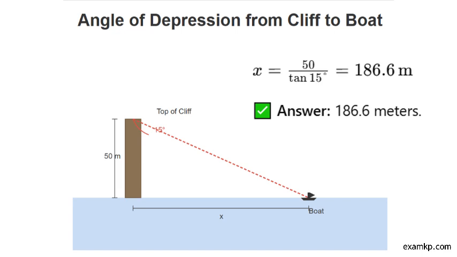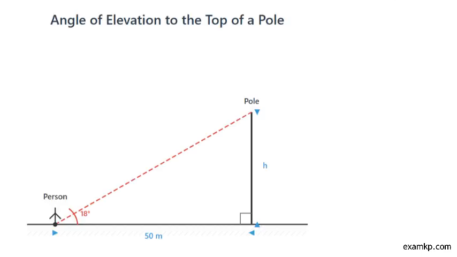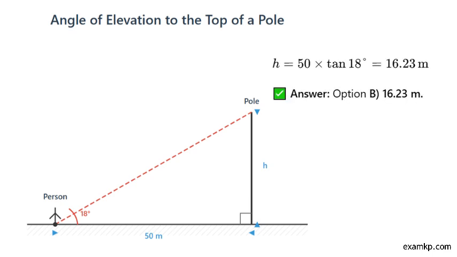Next, let's check out JAMB questions. These are usually multiple choice. JAMB question 1. A pole is observed from a point 50 meters away. The angle of elevation is 18 degrees. Find the height of the pole. h equals 50 times tan 18, which is equal to 16.23 meters. So, the answer is option B, 16.23 meters.